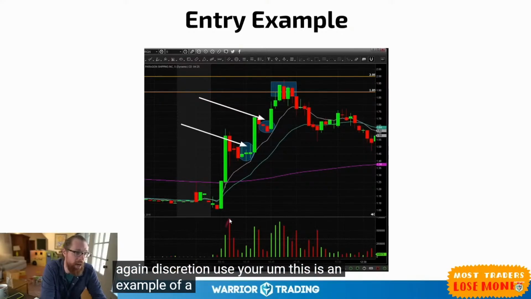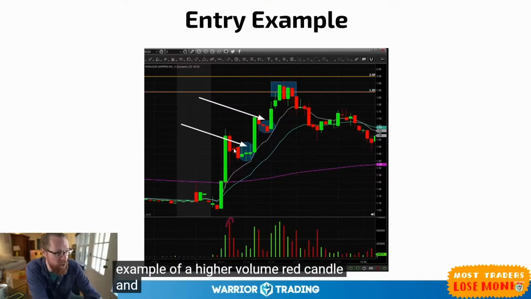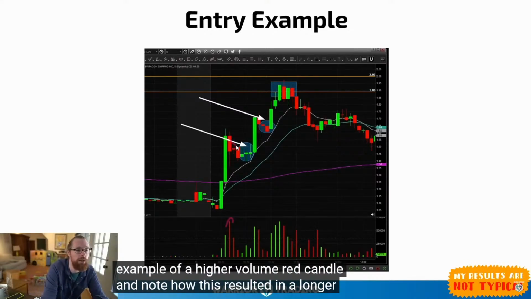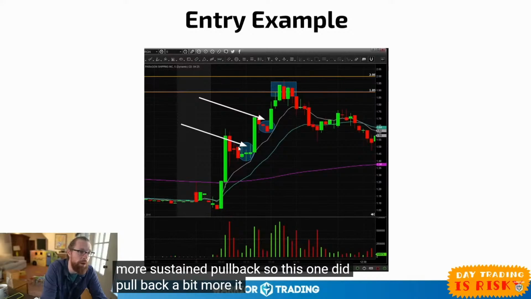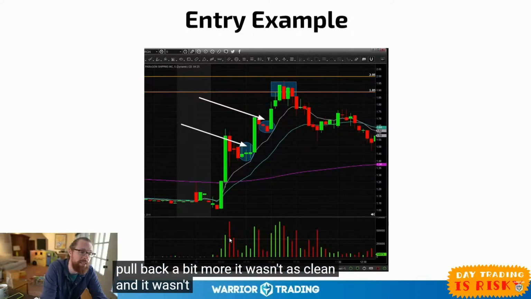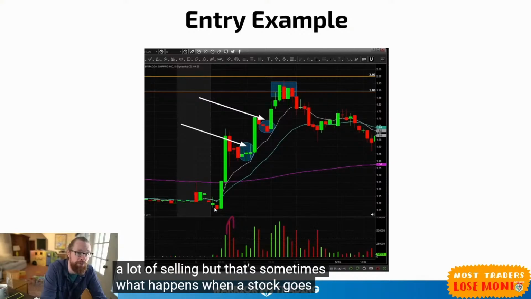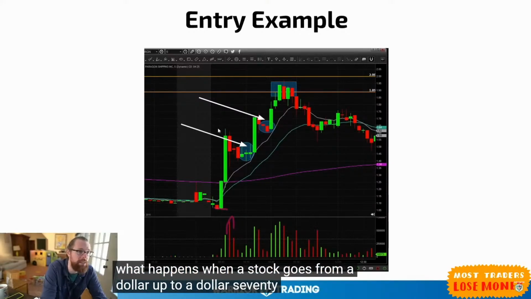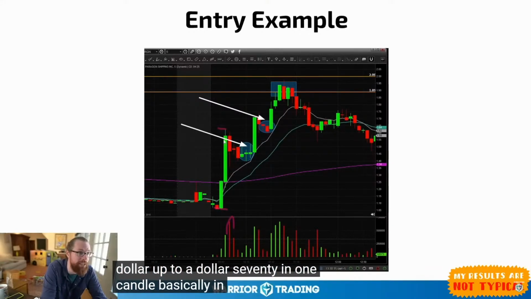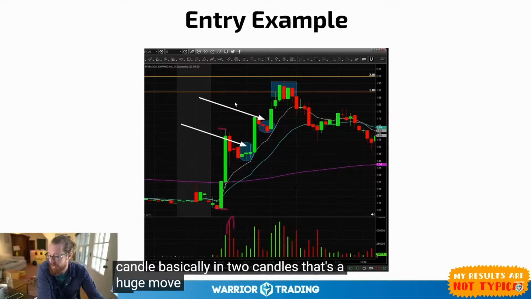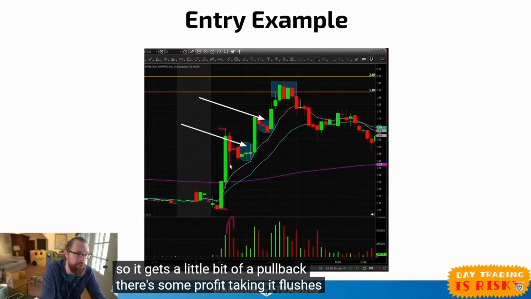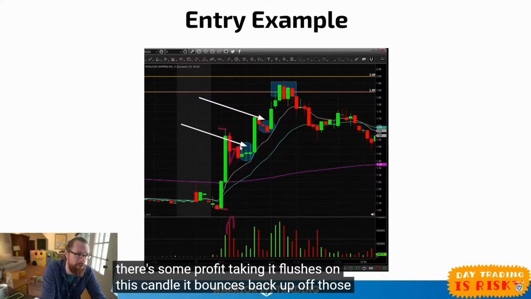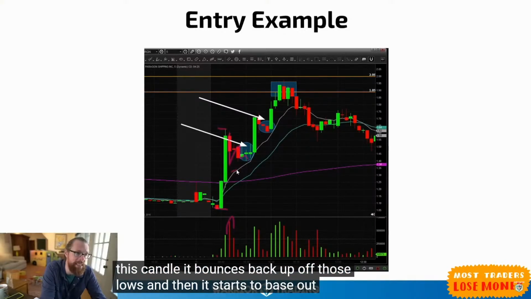This is an example of a higher volume red candle. And note how this resulted in a longer, more sustained pullback. So this one did pull back a bit more. It wasn't as clean, and it wasn't as clean because there was a lot of selling. But that's sometimes what happens when a stock goes from $1 up to $1.70 in basically two candles. That's a huge move. So it gets a little bit of a pullback. There's some profit taking. It flushes on this candle. It bounces back up off those lows, and then it starts to base out here.